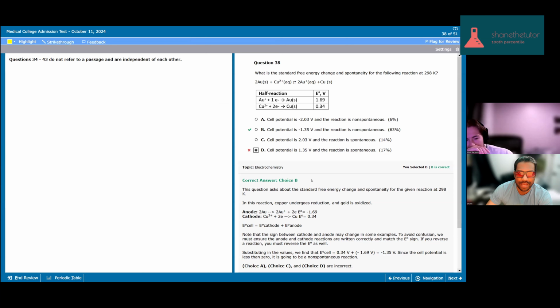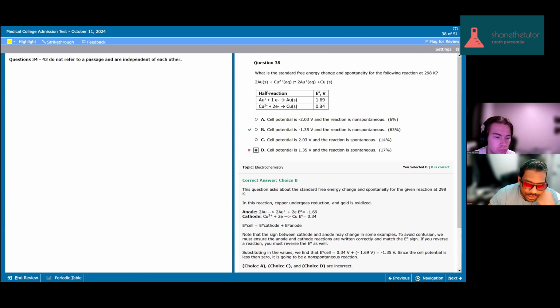Yeah, so check this out, right? The half reactions here with their reduction potentials. Whichever one has the higher reduction potential will be reduced, right? That's what I thought. And whatever has the smaller reduction potential would be the thing that gets oxidized, right? Wait, so you're saying that was wrong. Ah, I see, I see.